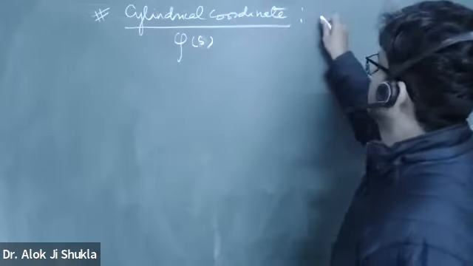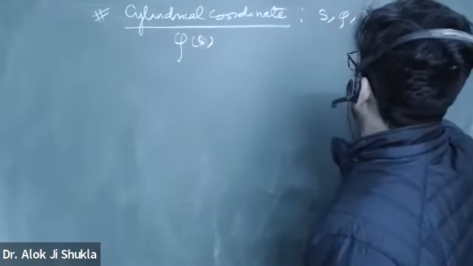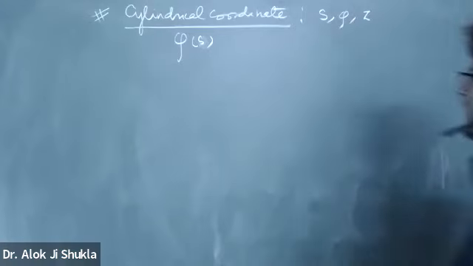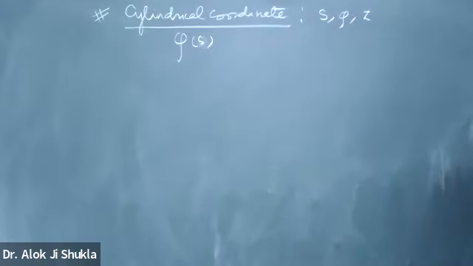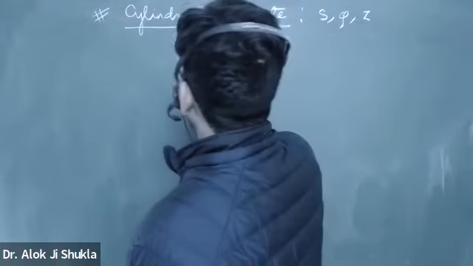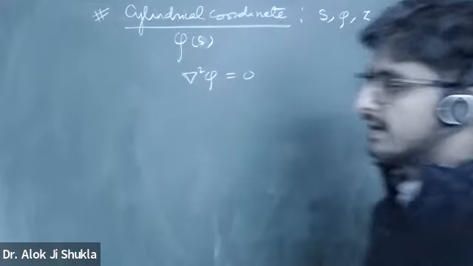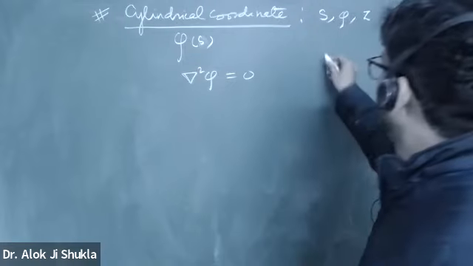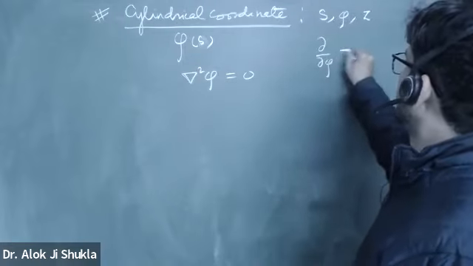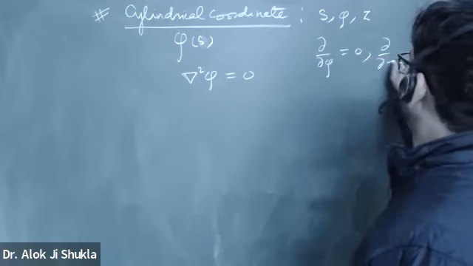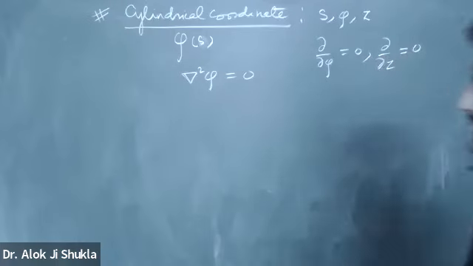So what is the cylindrical coordinate system? S, phi and z, or sometimes we write rho, phi, z, or sometimes r, phi, z. This is a cylindrical coordinate system. For the Laplace equation, I will write del square phi is equal to zero. But since only radial dependence is there, I will take the del by del phi part to be zero and the del by del z part also to be zero, because there is no dependence of potential on these quantities. Potential ka koi bhi dependence phi or z pe nahi hai.